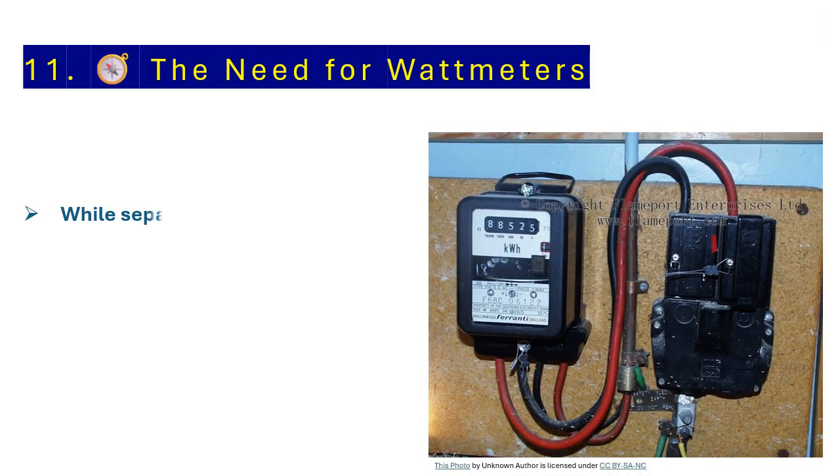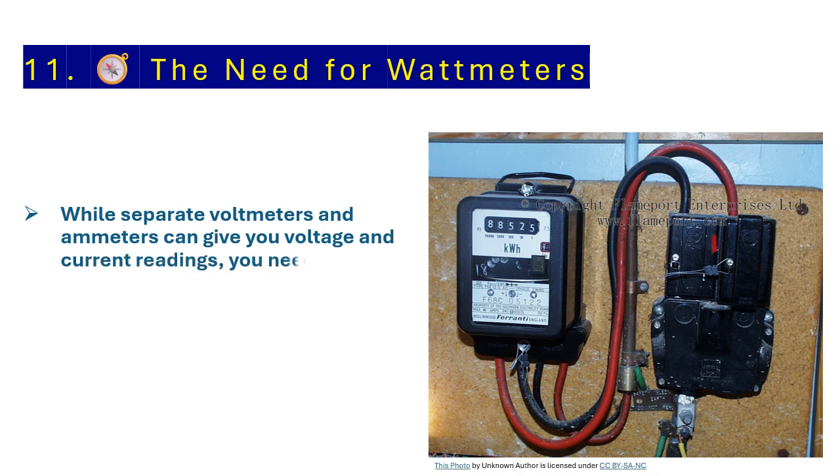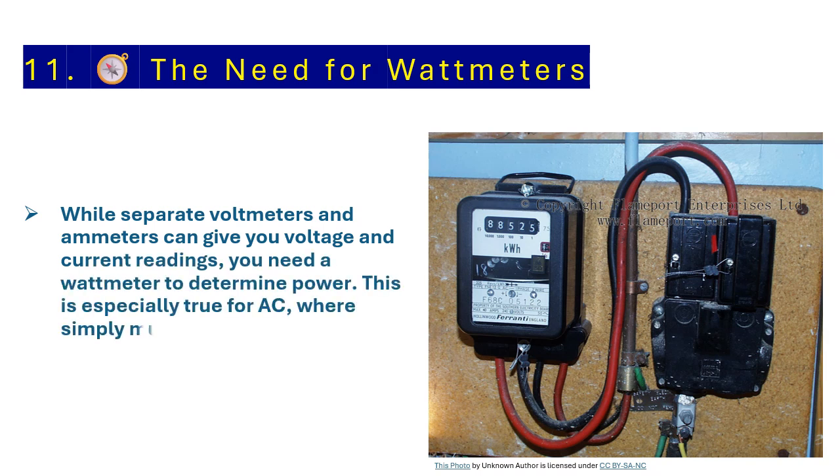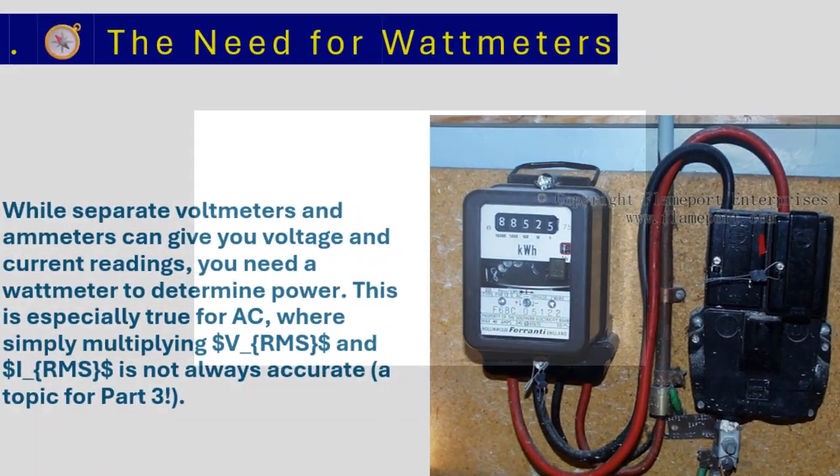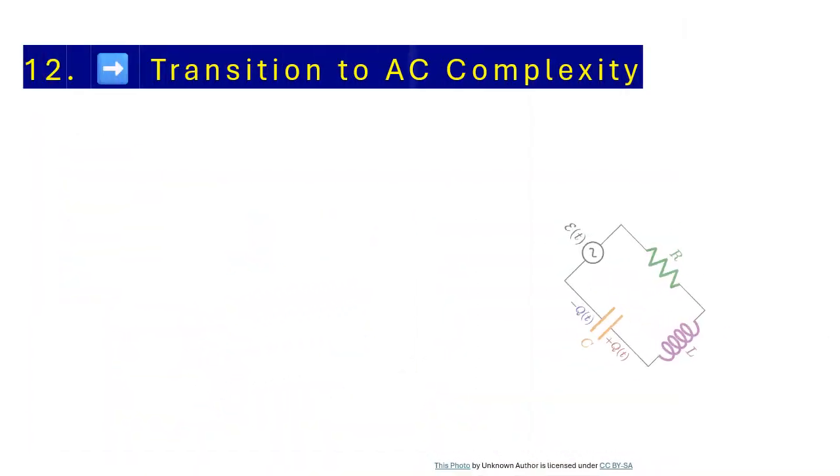11. The need for wattmeters. While separate voltmeters and ammeters can give you voltage and current readings, you need a wattmeter to determine power. This is especially true for AC, where simply multiplying V_RMS and I_RMS is not always accurate, a topic for Part 3.